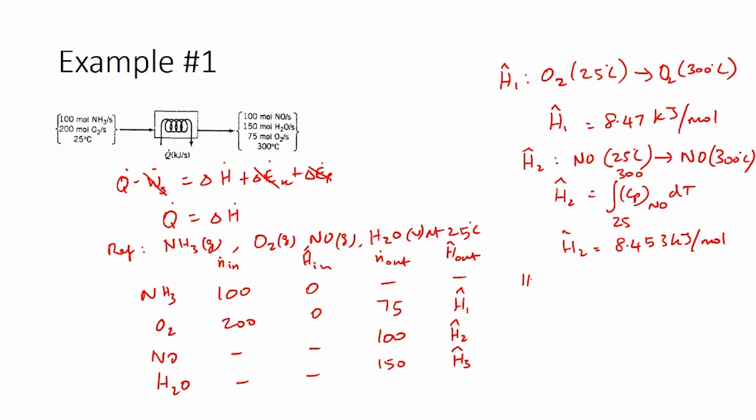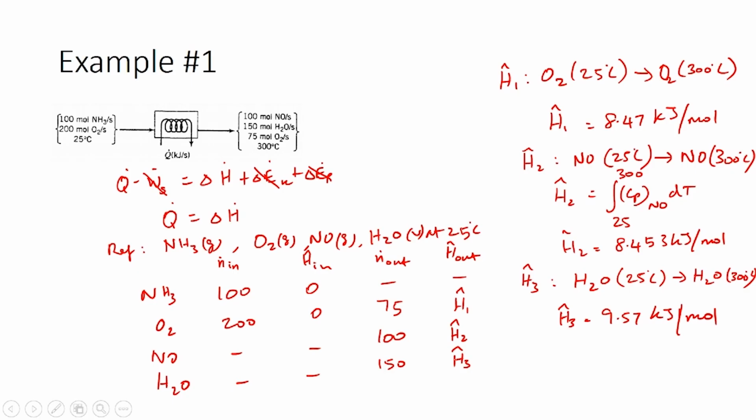And for water vapor, you would have H3 cap, where water vapor at the reference state, 25 degrees Celsius, is heated to water vapor at 300 degrees Celsius, and this would mean your H3 cap would be equal to 9.57 kilojoules per mole. So, these values you can actually obtain from the enthalpy table for combustion gases. You can fill out the enthalpy table with H1 cap, H2 cap and H3 cap.